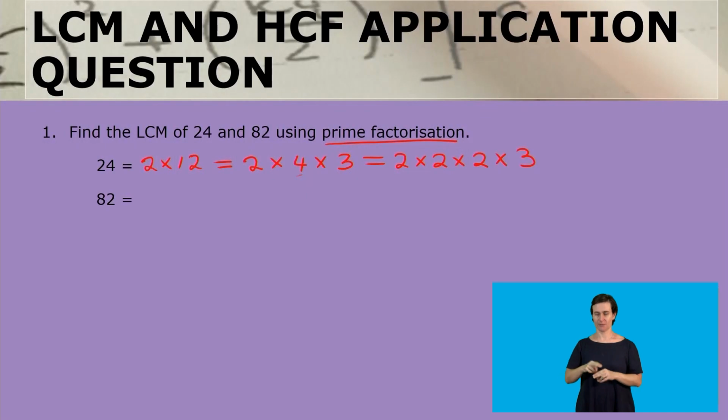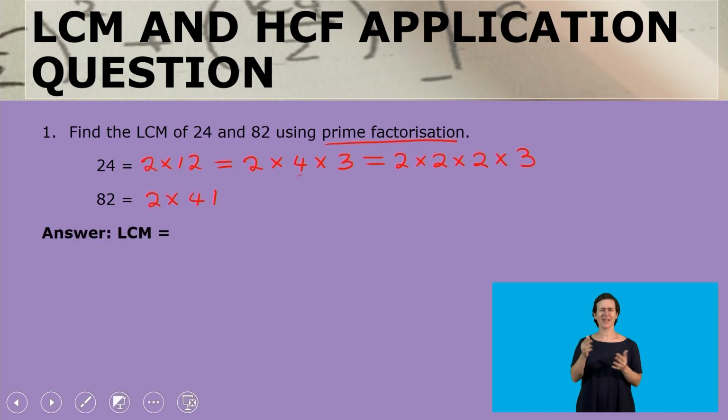Then we're going to move on to 82, and that's going to be 2 multiplied by 41. And if you look at those two numbers, they are both actually prime numbers, because 2 is a prime number and 41 is a prime number. Now, how are we going to find the lowest common multiple?